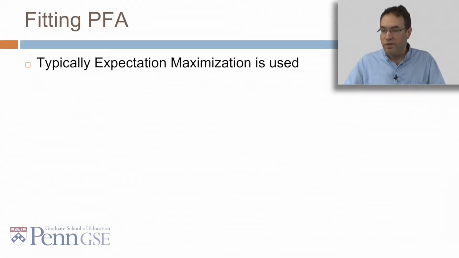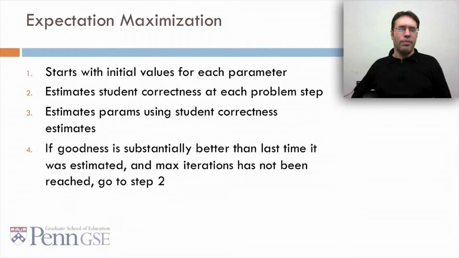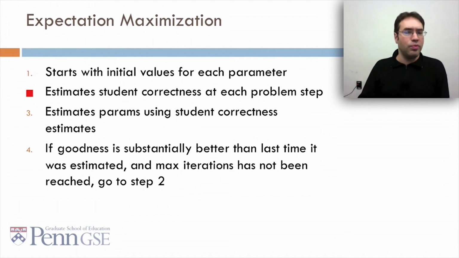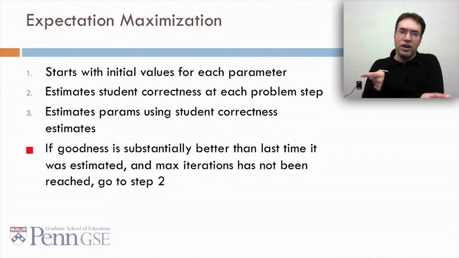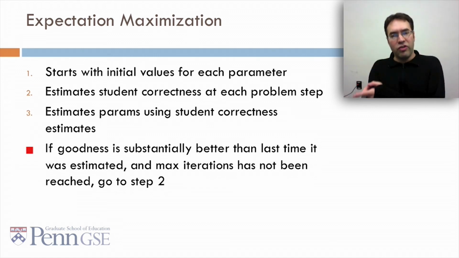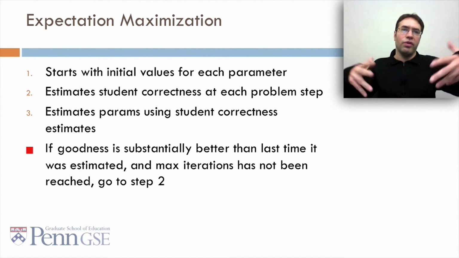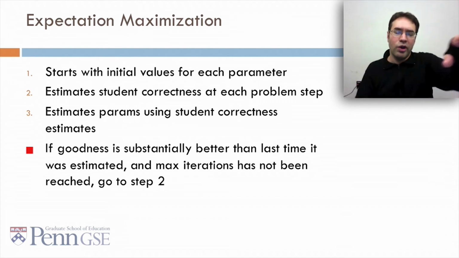So how do we fit PFA? Unlike BKT, where there are several alternatives that people consider, typically for PFA, just expectation maximization is used. It's pretty simple. First, we start with initial values for each parameter, which are typically arbitrary. We then estimate student correctness at each problem step or item based on those values. We then re-estimate the parameters using the student correctness estimate. And if the goodness of the model is substantially better than the last time it was estimated, and we haven't reached some pre-chosen threshold for the maximum number of iterations, we go back to step 2.